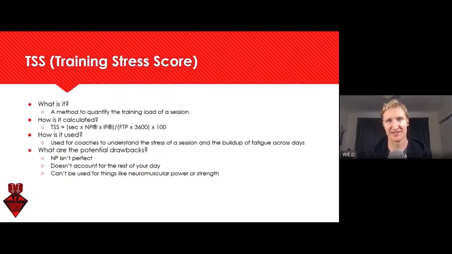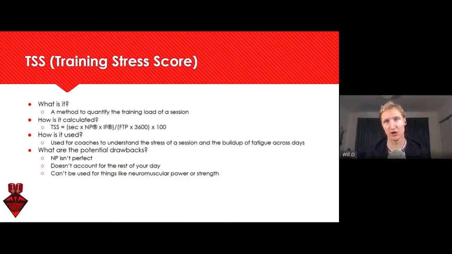So what is TSS? TSS, training stress score, is just a means of evaluating the stress of a training session. Now, we've put the calculation in there because it's not necessarily important to understand the ins and outs of how the calculation works, but it is important to understand that it takes into account normalized power, normalized graded pace, or heart rate if you're using heart rate TSS, and the intensity factor.